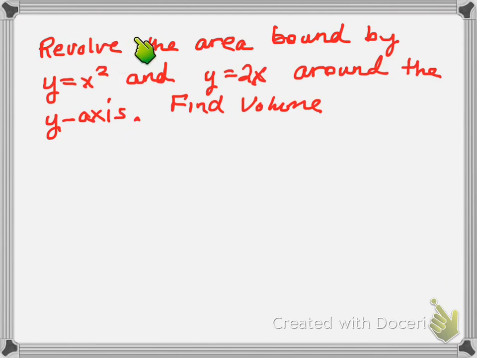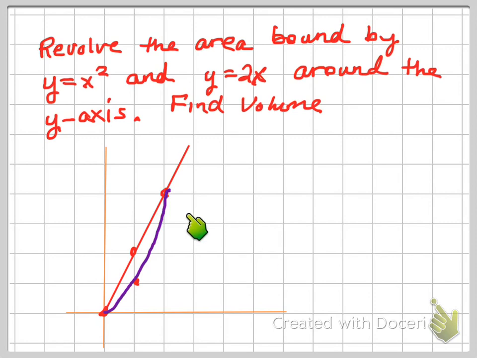This one's asking you to revolve the area that's bound by y equals x squared and y equals 2x around the y-axis, finding volume. So, if we graph that, alright, we're basically talking about a graph that looks like this. Here is y equals x squared, of course, which will be a parabola.